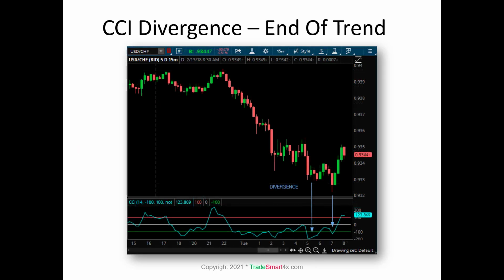Okay, let's have a look at another example here of an end of a trend. Here's a downward moving market. So here you see the market made a low. Here you see the market made a new low, but the CCI made a higher low, giving you a heads up that the market is about to reverse.